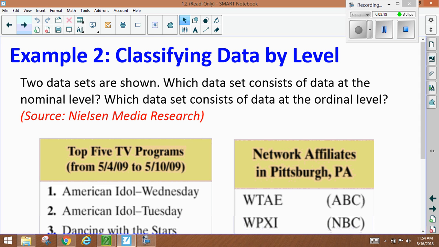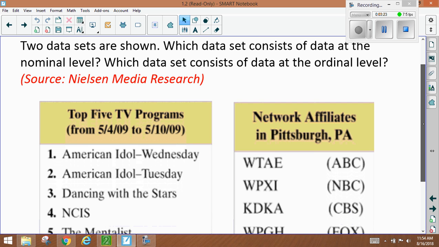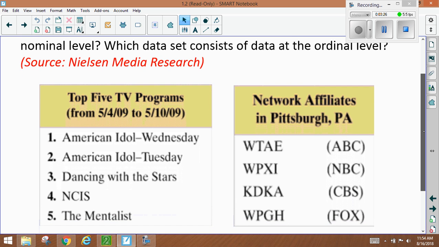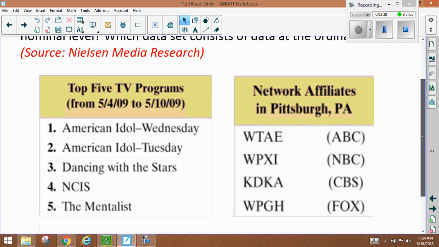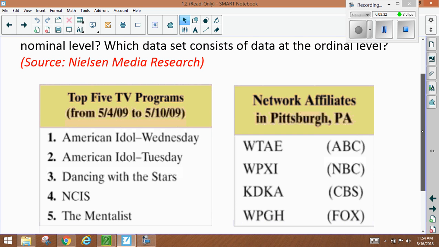So we've got 2 data sets. We want to know which consists of data at the nominal level and at the ordinal level. So remember, the nominal level, you're not going to be able to do any math with whatever that data is, right? Which is actually both of these things here, right? And at the ordinal level, you're getting a little bit more information.